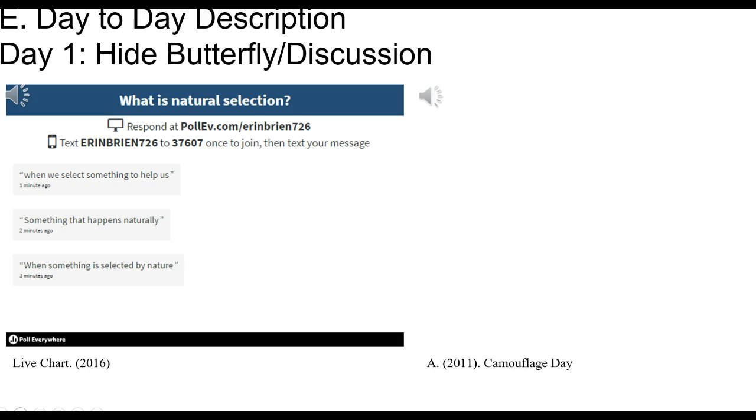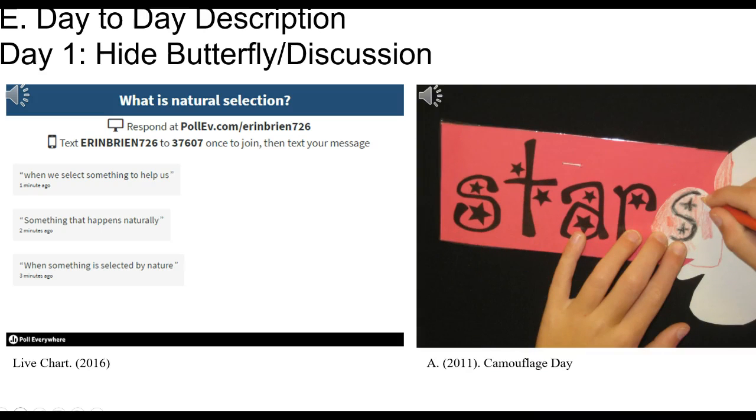This picture shows an example of possible responses we might get from our students. After the discussion, students would be given a cutout of a butterfly. The goal with this butterfly is that students would decorate it so they could hide it in the classroom. This picture shows a student coloring a butterfly to match or camouflage it to the wall.